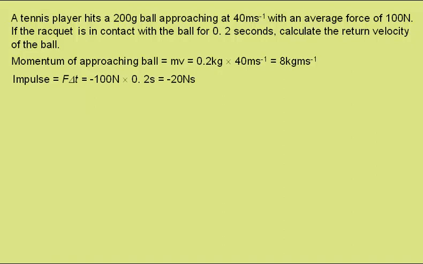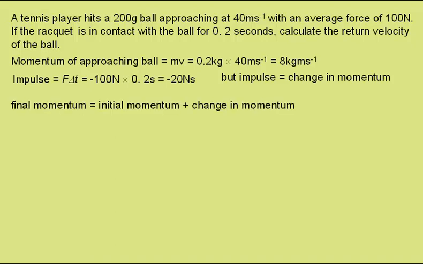Impulse is force times time, which is minus 100 newtons, the force will be in the opposite direction to the motion of the ball, times 0.2 seconds, giving an impulse of minus 20 newton seconds. But impulse is equal to change in momentum. Final momentum will be equal to initial momentum plus the change in momentum, which in this case is 8 kilogram meters per second plus minus 20 kilogram meters per second. Notice I've gone from the impulse units of Newton seconds to the momentum units of kilogram meters per second here, giving a final momentum of minus 12 kilogram meters per second.